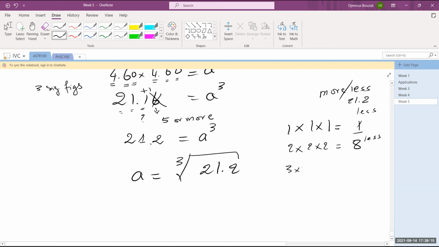Let's check 3 times 3 times 3. Well, 3 times 3 times 3 is 27, and that is more than 21.2. So this is actually more. So what I say in this case is the cubic root must be more than 2 but less than 3. More than 2 and less than 3.